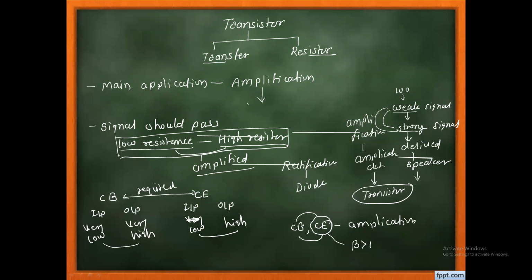These basic criteria are fulfilled by these two configurations, the CB configuration and the CE configuration. So these two configurations are used. Now let's see the third configuration, which we call the common collector configuration. But let me make it clear that the common collector configuration is not used in amplification. Why? Because what is the required thing for amplification?